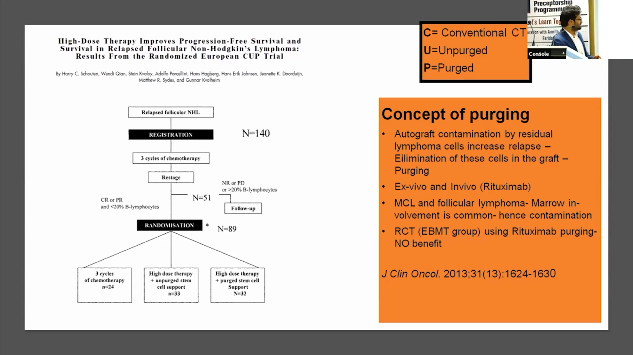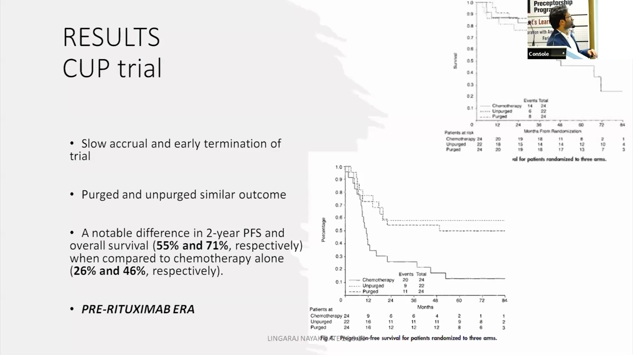it doesn't help, right? This is a 3-arm study: one arm is unpurged, second is purged, and third is conventional chemotherapy. You can see the results. The combined purged versus unpurged, there is no difference in outcome, but transplant did benefit more than just giving chemotherapy. So in relapsed follicular lymphoma, the CUP study showed that transplant improves EFS as well as overall survival, and this is also in the pre-rituximab era.